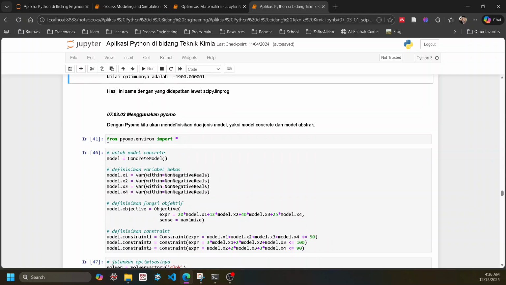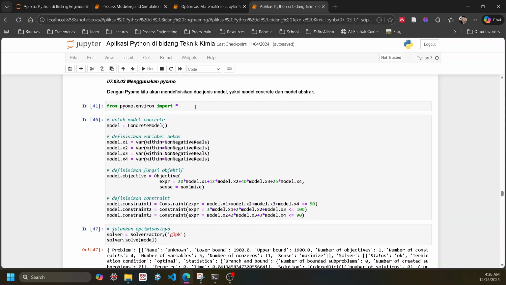So pyomo, we can import the package. So from pyomo.environ import, and then same with gekko, we can create a model, m equals ConcreteModel. Concrete model means that we put the numbers into the model, so we have the parameters in the model already, as you will see here. And then we define the independent variable model.x1, which is a variable within the non-negative real numbers, right? So this is a real number, non-negative, x2, x3, x4.